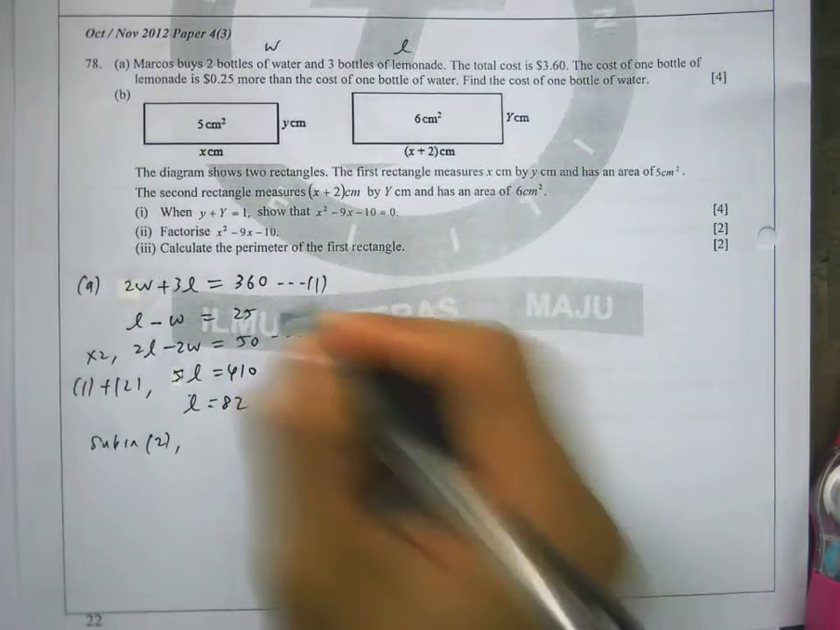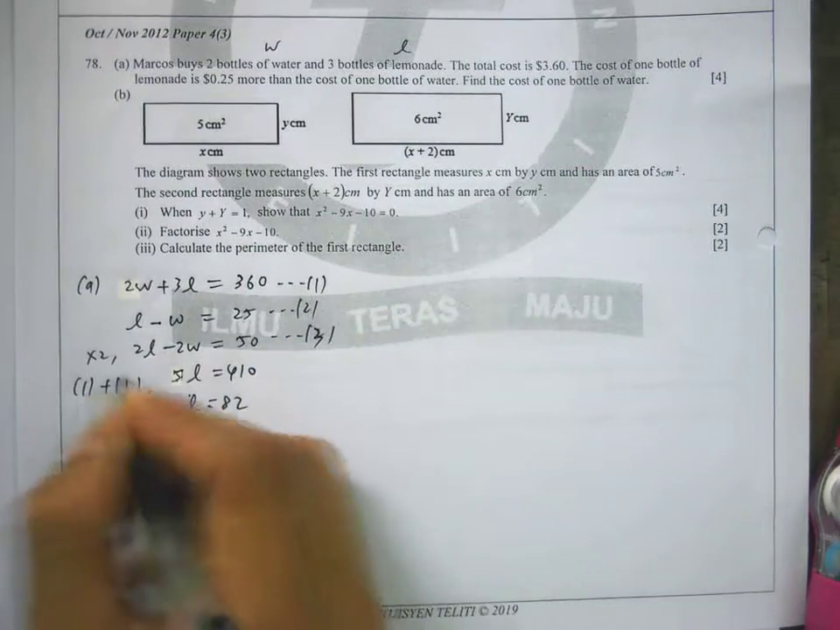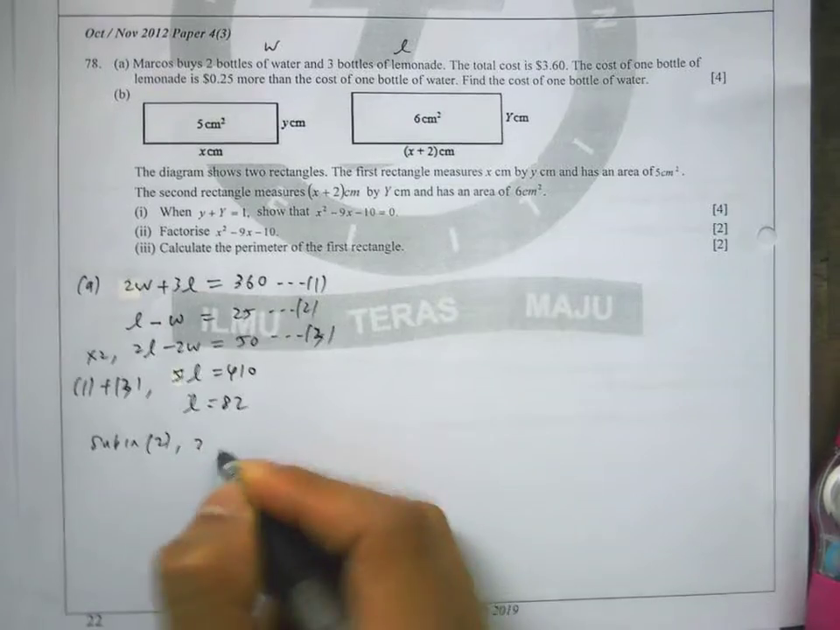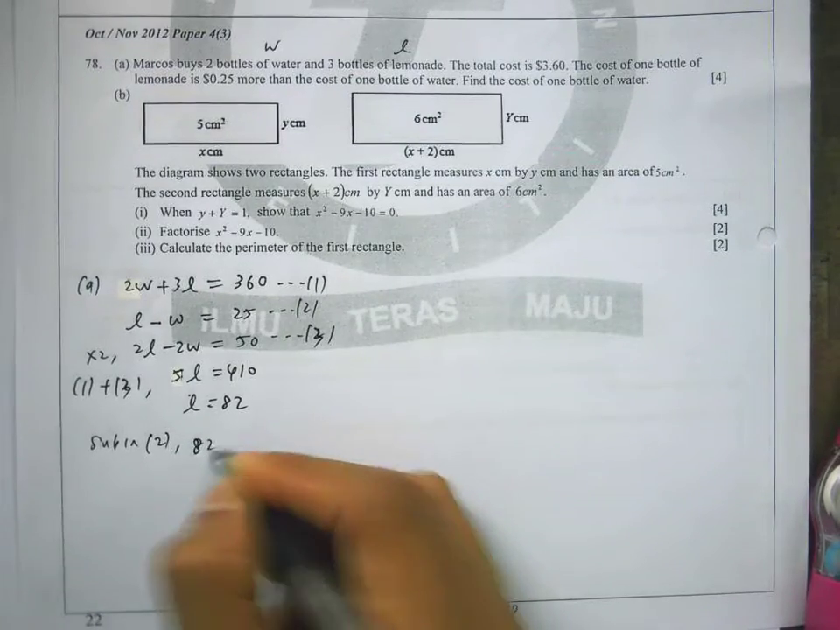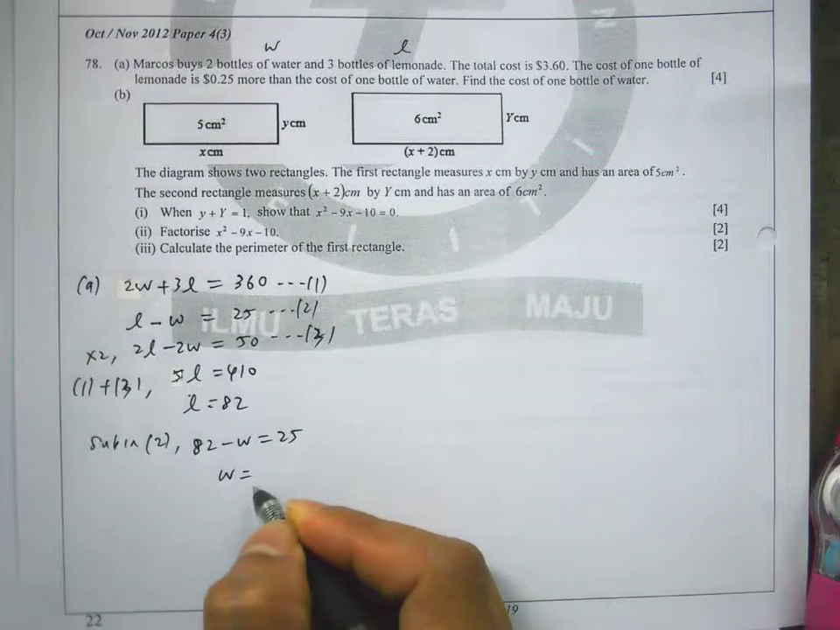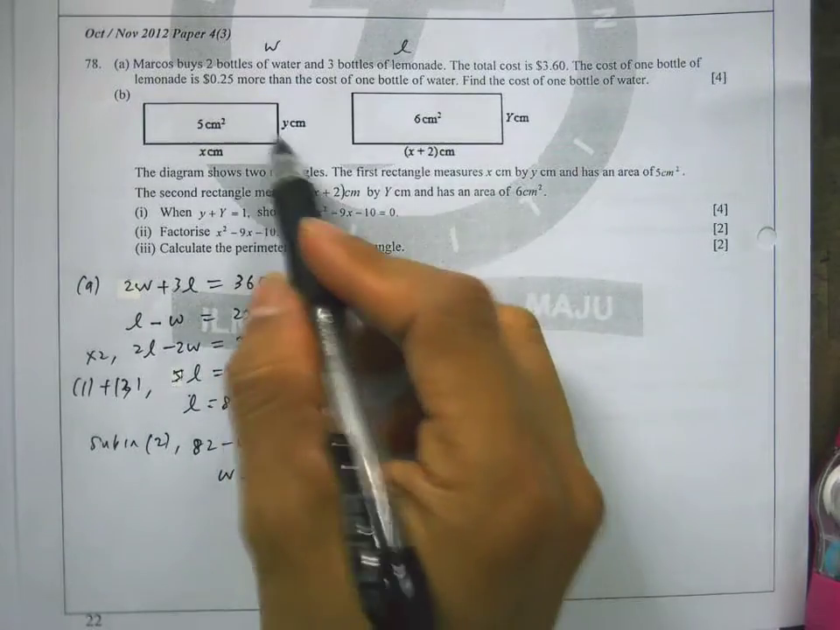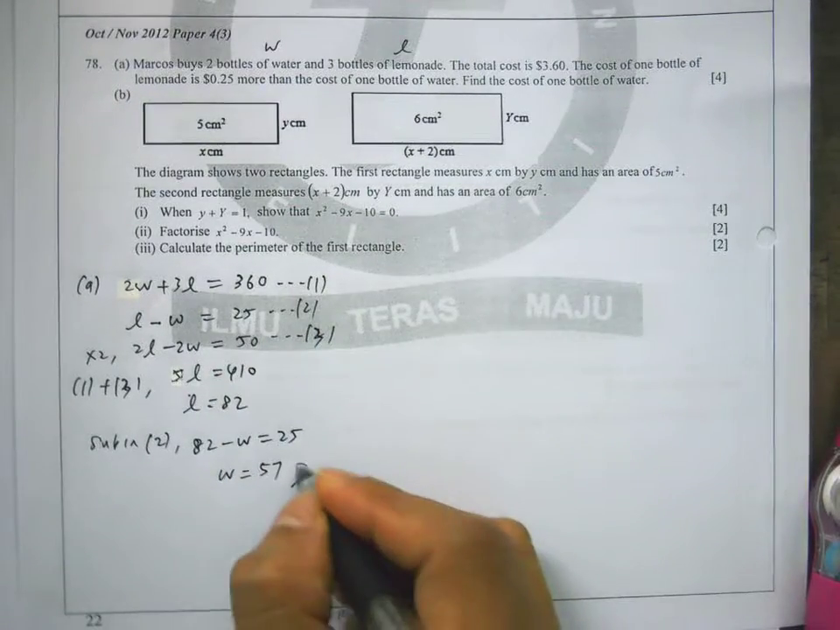Okay, so in fact, I call this equation 2, it's easier. This is equation 3. 1 plus 3, substitute in 2. Lemonade is 82. Water I don't know. 25 cents. Water is 57 cents. Right? Okay, that's all. So you want to find the cost of 1 bottle, it is 57 cents.